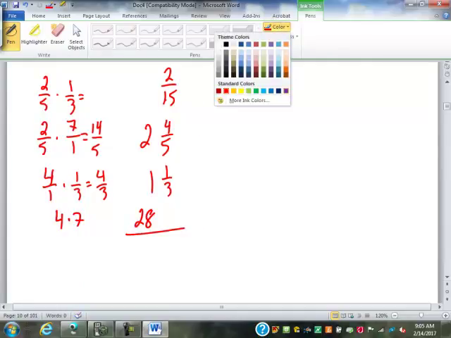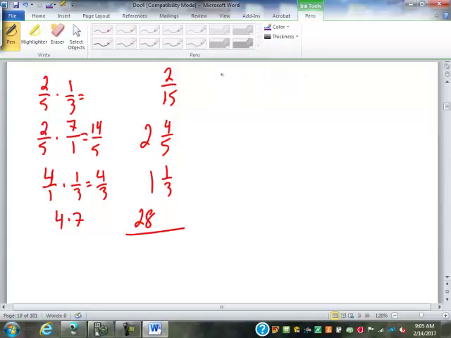We need a common denominator. Well, we have to make them common. So that's going to be 2/15. Oh yeah, I did. 5 times 1 is 5. 5 times 3 is 15. 1 times 3 is 3. I multiplied the denominators in each step.